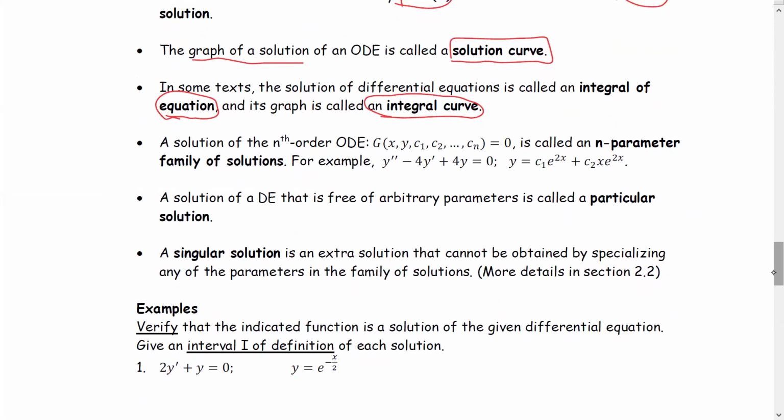A solution of the n-order differential equation is called the n-parameter family of solutions. Most of the time, we omit the term n-parameter. We just call it the family of solutions. And you can see the parameters C1 and C2 for this example. Also, we call this a general solution.